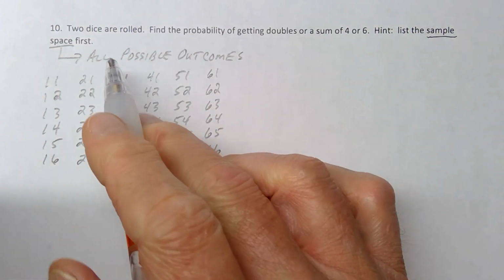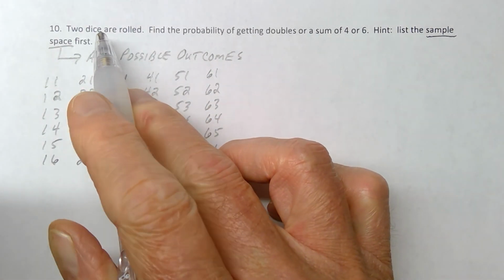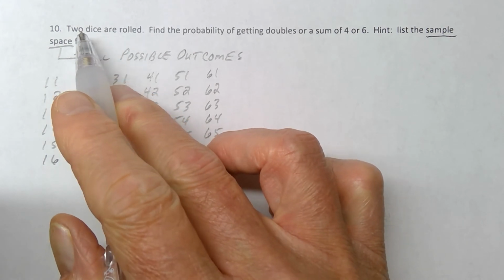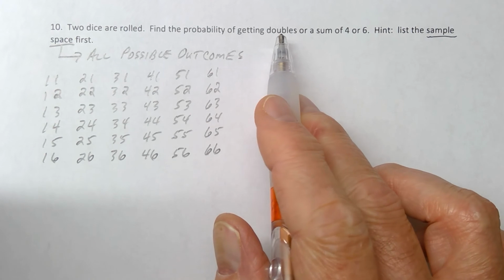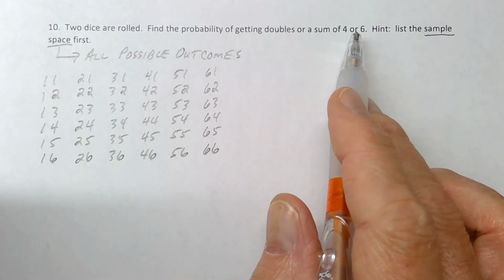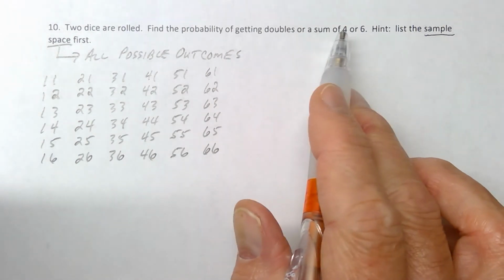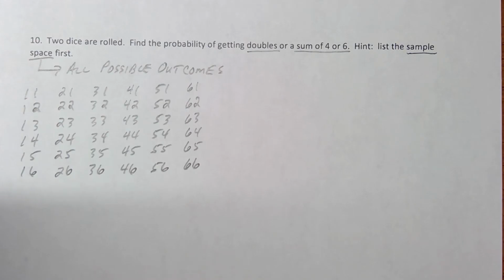All right, this will be the last one for today. 2 dice are rolled. All right, now remember on a die, there's the numbers 1 through 6, and we're rolling 2 of them. Find the probability of rolling doubles. Let's say you win if you get doubles, or a sum of 4 or 6. I'm actually going to combine these 2 together, and I'm going to say either sum will work.